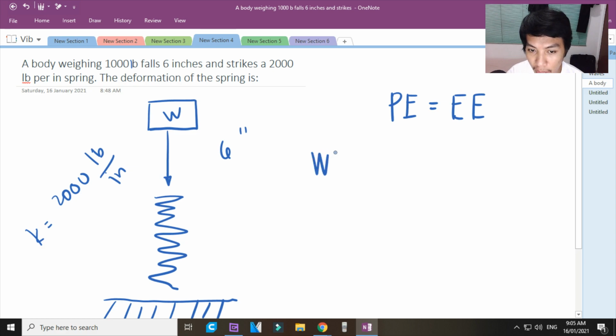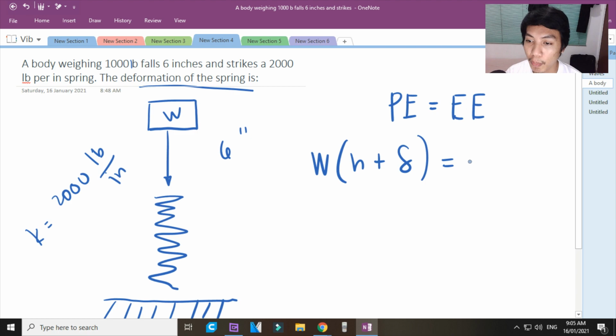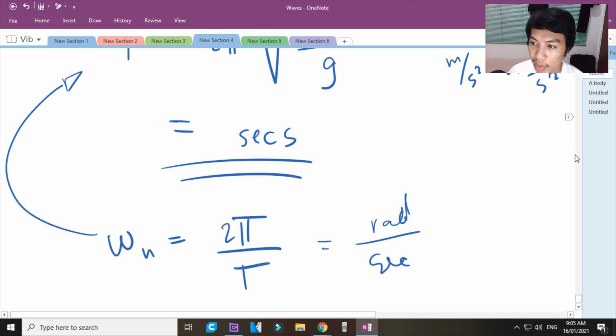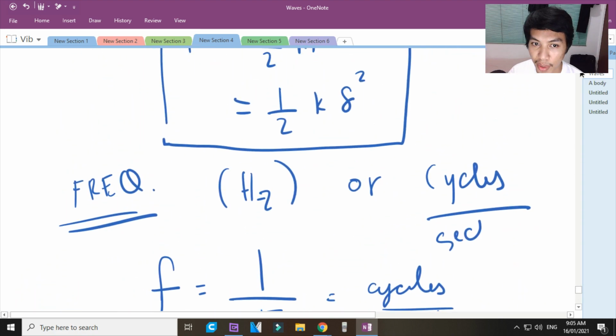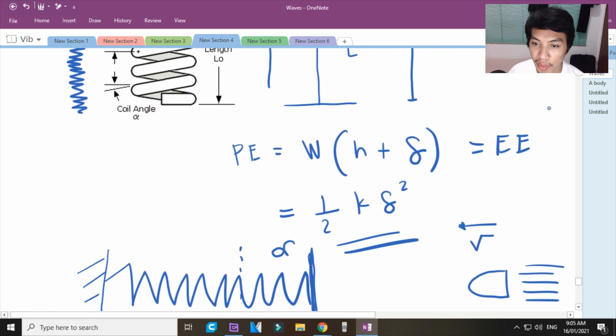So, that is the weight multiplied to the height of the fall plus the deformation of the spring, which is asked. Ayan, the deformation of the spring equal to yung energy exerted of the spring. So, that is 1/2 nung kanyang spring rate multiplied to the deflection. Tama ba? Tama ba tayo? Let us go back here. Tignan natin kung tama yung ating formula. Lagi mo i-check kahit alam mo sigurado ka na. Okay?